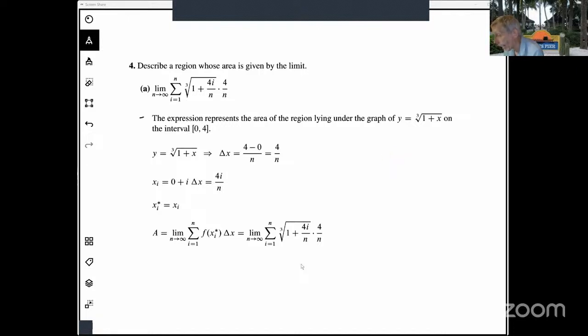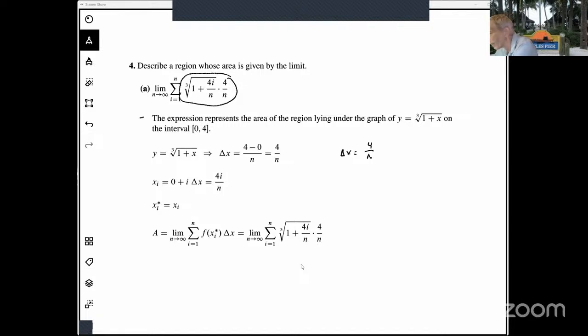How did I get that? Well, I look up here at this expression, and the very first thing I want to try to identify is delta x. So delta x is equal to 4 divided by n. Now I want to look for some way here to find this x sub i.